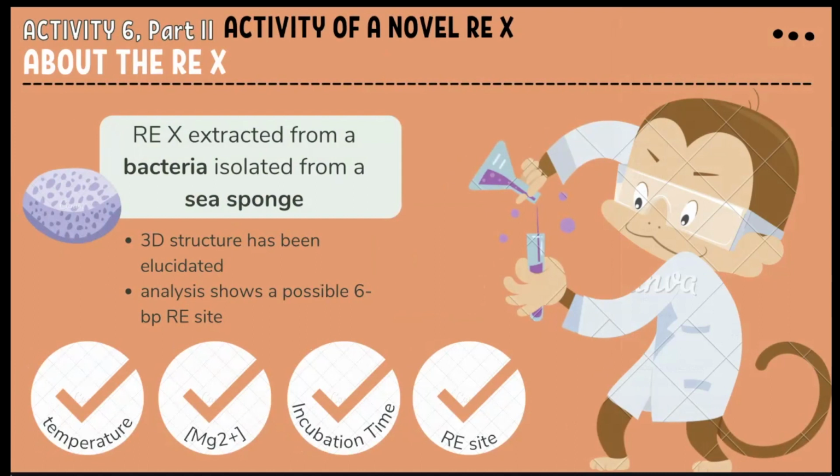In this activity, we determine the optimum conditions of temperature, magnesium ion concentration, and incubation time. We do this by performing AGE with the pure undigested plasmid, as well as the digested plasmid at different conditions to see which condition yielded a complete digestion. This is followed by the determination of its RE site through the digestion of a standard 1 kb DNA sequence.